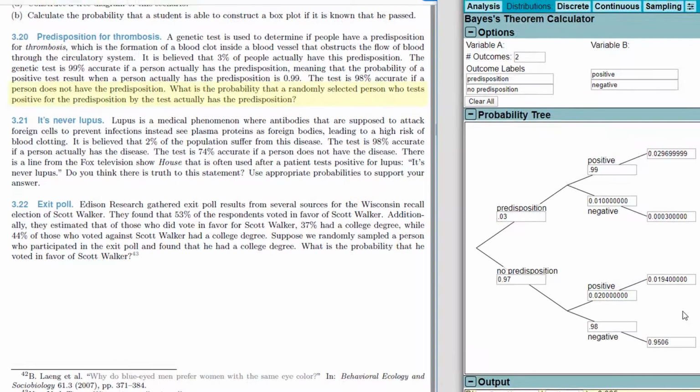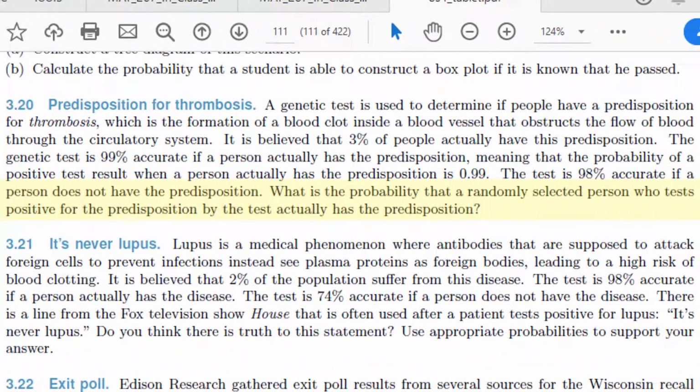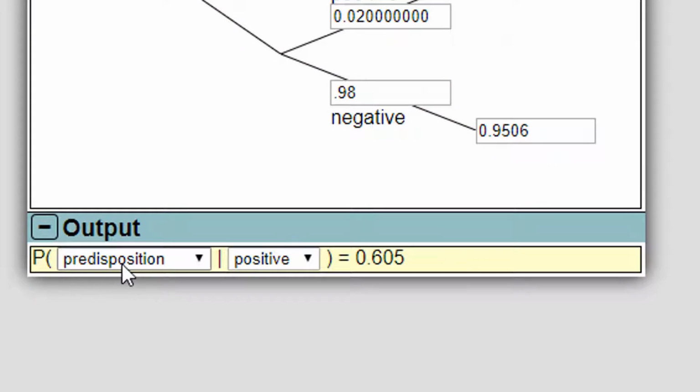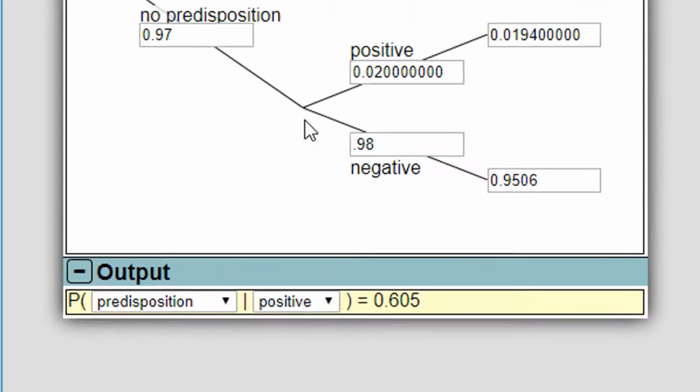So now the question is, what is the probability a randomly selected person who tests positive has a predisposition? Down below, the probability of predisposition given a positive test result is already calculated, 0.605. That's a 60.5% chance.